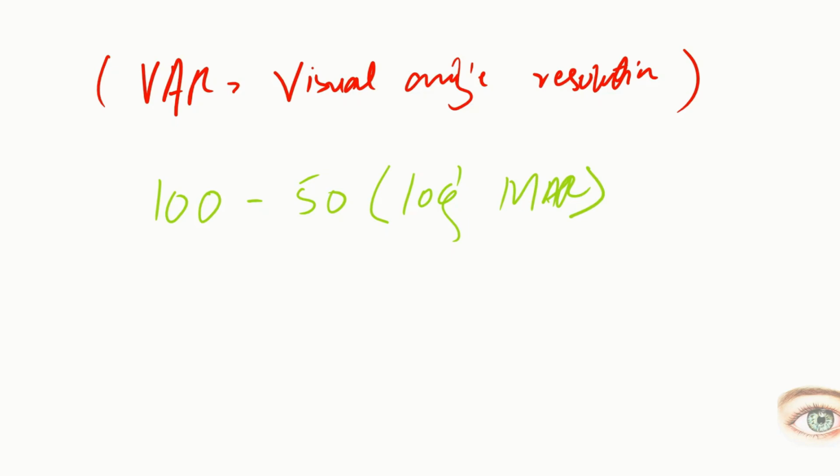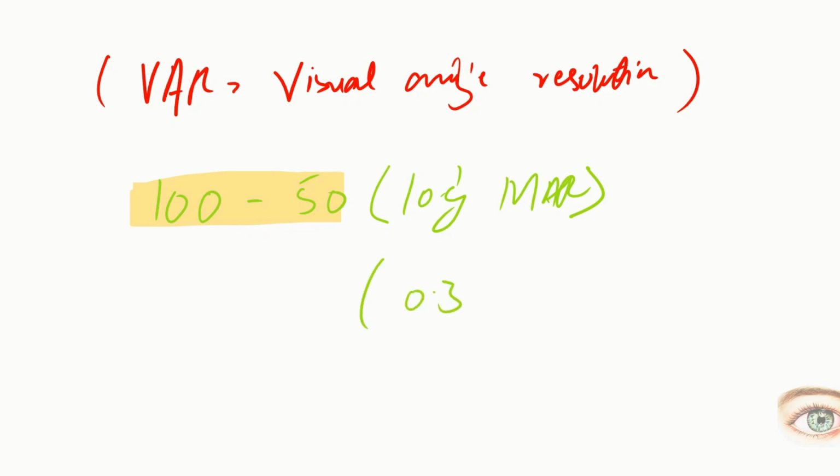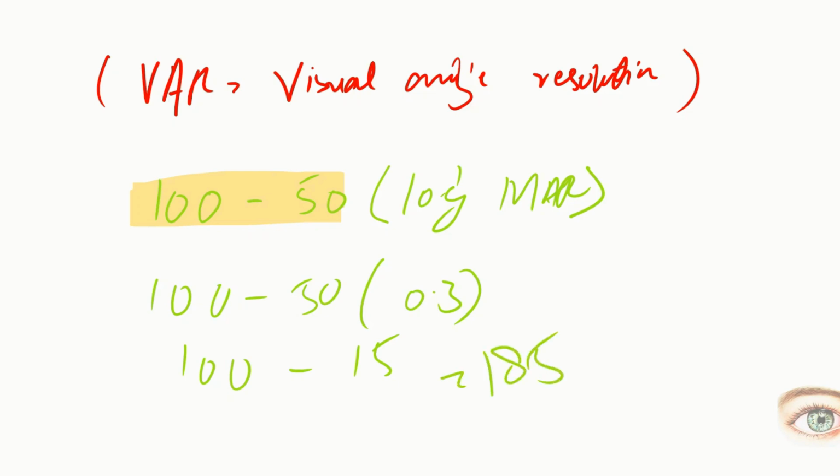Now, a few of my intelligent students always do one thing: they subtract 50 from 100, which obviously is going to make 50, and then they take the LogMAR, which is a very wrong thing to do. So according to the DMAS rule, let's say my patient's visual acuity is 0.3, right? So first I will multiply 0.3 with 50, and I'm getting 15. So subtracting 15 from 100, I will get 85. So 85 is the visual angle resolution score, right?